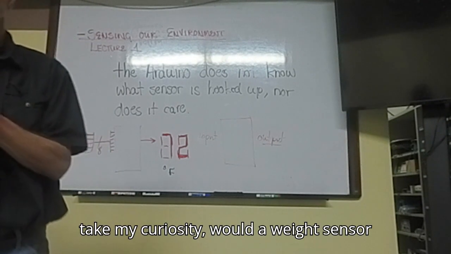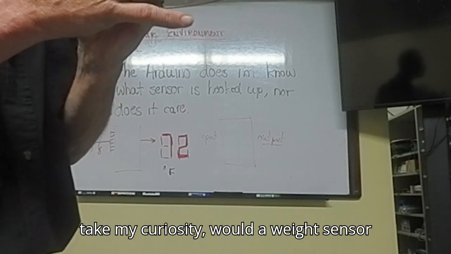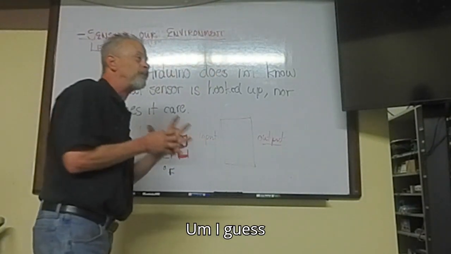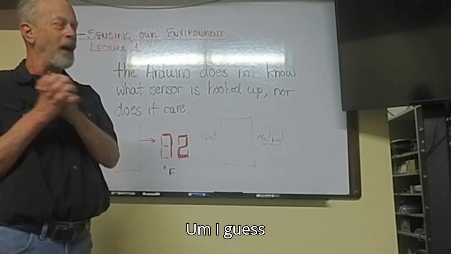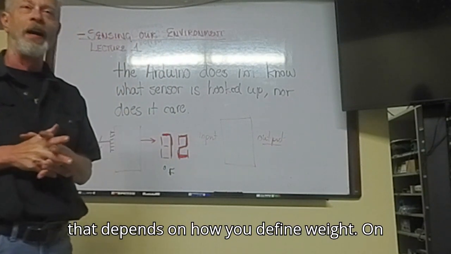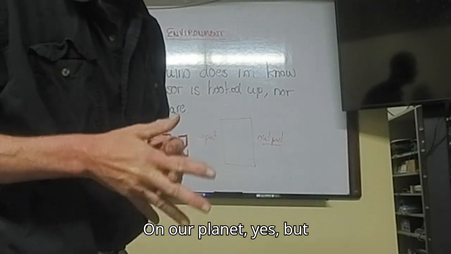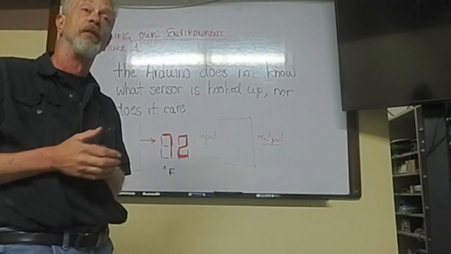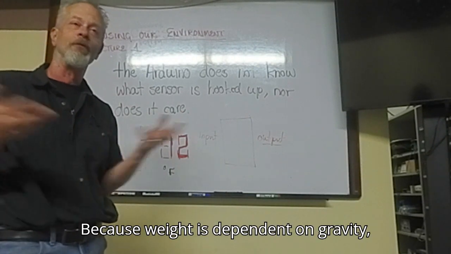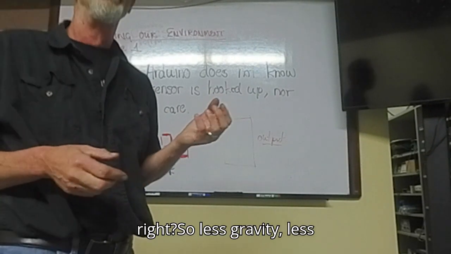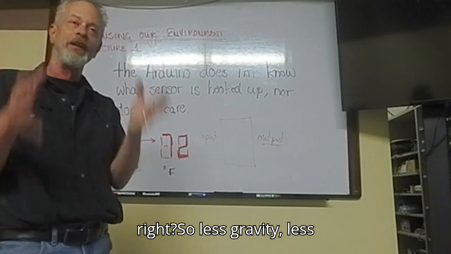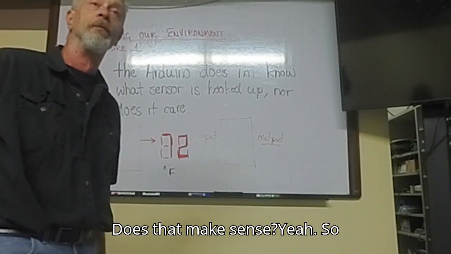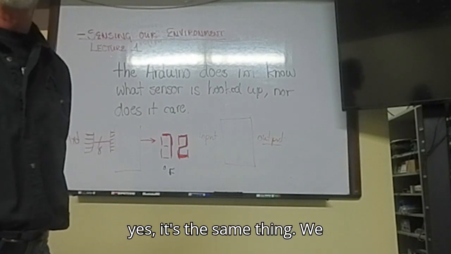Just to take my curiosity, would a weight sensor and a pressure sensor be the same thing? I guess that depends on how you define weight. On our planet, yes. But somewhere else, it may not be the case, because weight is dependent on gravity, right? So less gravity, less weight, same size. Does that make sense? So yes, it's the same thing.